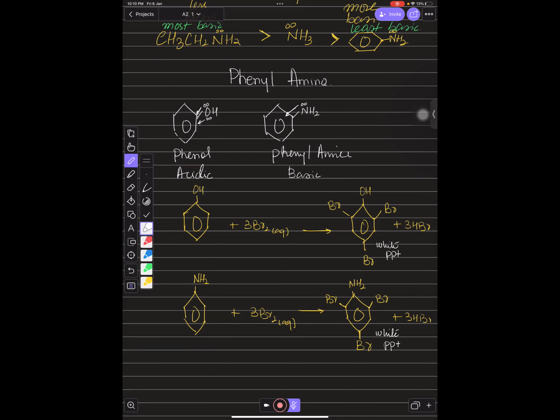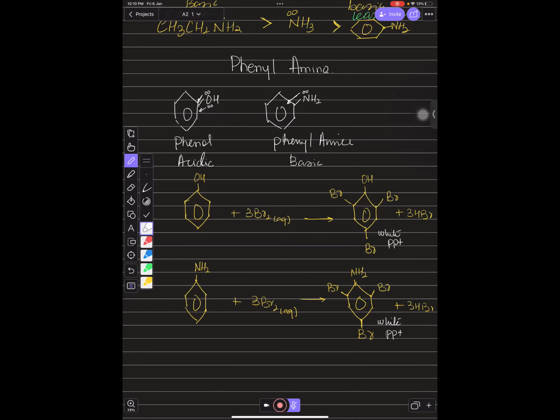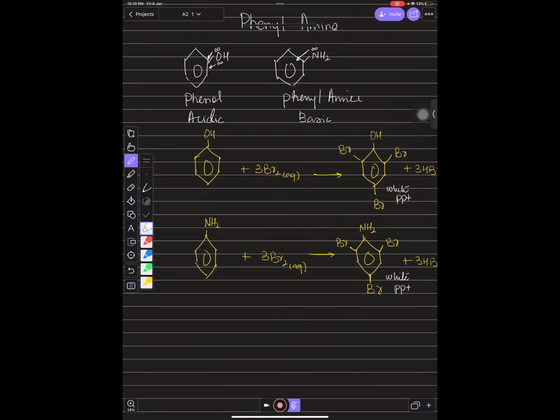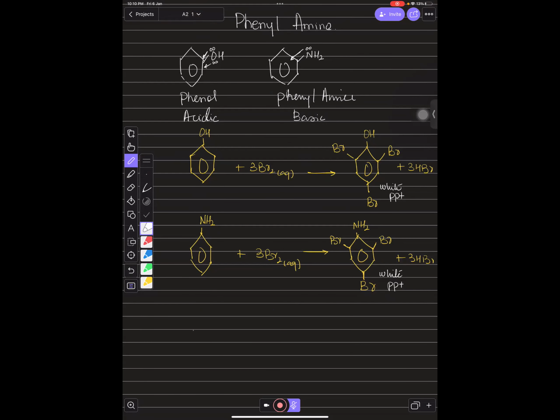And the same goes for chlorine as well. If you react phenylamine with aqueous chlorine, all the positions on the benzene ring will have chlorine, on both the second and fourth positions, and 3 HCl will be formed. This compound will also give white precipitates.